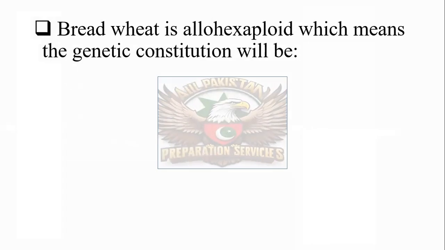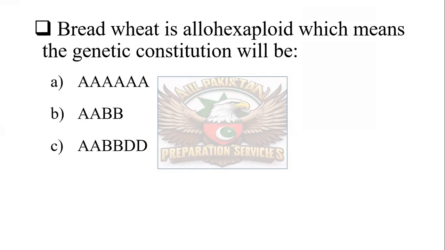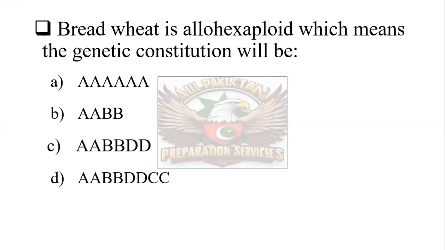Next question: bread wheat is an allohexaploid, which means the genetic constitution will be just A, B, D. The correct one is A, B, D. Bread wheat is an allohexaploid and its genetic constitution is A, B, and D.